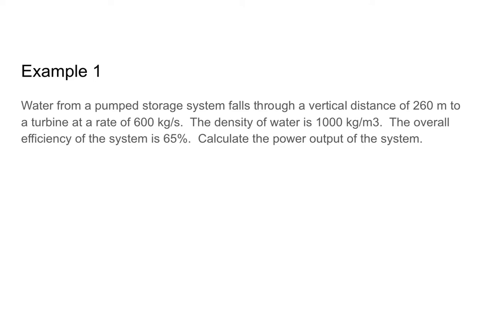So let's go ahead and look at an example. Water from a pumped storage system falls through a vertical distance of 260 meters to a turbine at a rate of 600 kilograms per second. The density of water is 1,000 kilograms per meter cubed, and the overall efficiency of the system is 65%. Calculate the power output of the system.